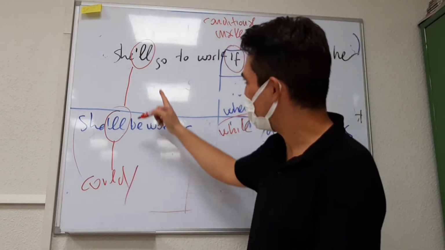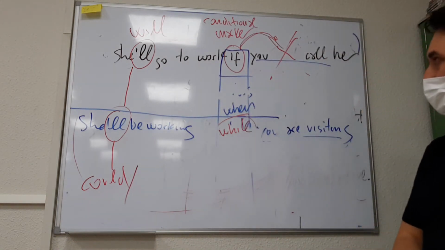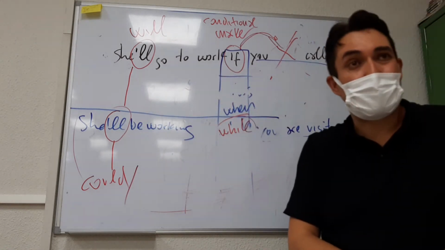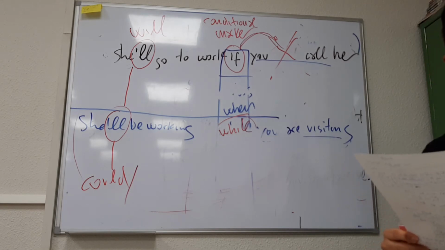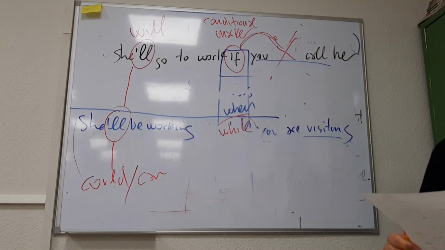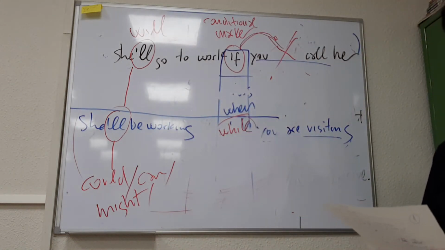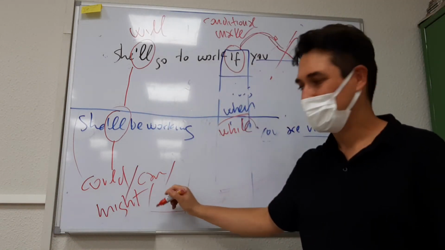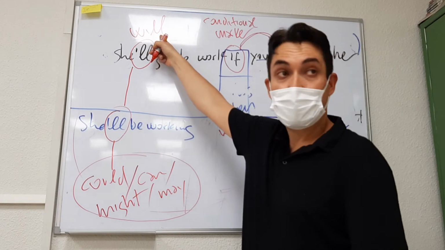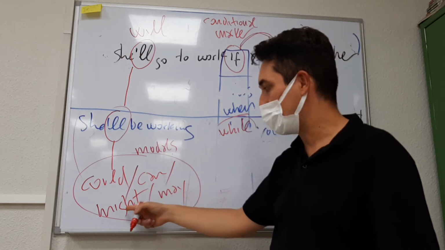Any other substitute for will? Must. She must be working while you're visiting. She must go to work. Not bad. I accept it. Any other? She can be, yeah. Could, can. Any other substitute? Might. Modal verbs, very good. A synonym for might? May. So, another thing that I want you to learn. Will can be substituted by modals such as could, can, might, or may.